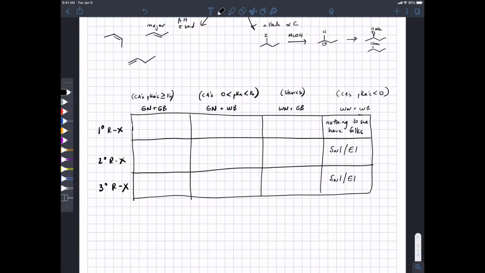Yeah? Would a methyl alkyl halide have the same thing as a primary? Yeah, good question. We'll group methyl alkyl halides in the same category as primary alkyl halides. Yep, others?